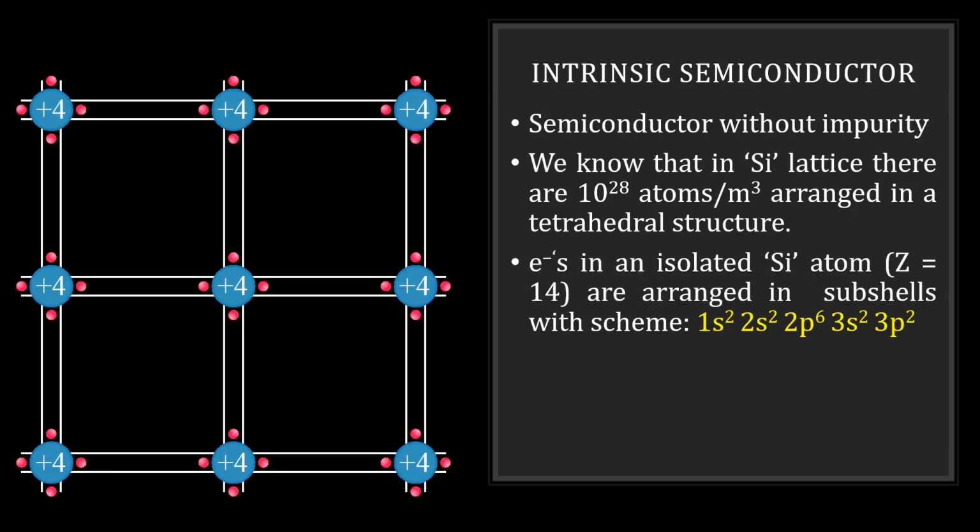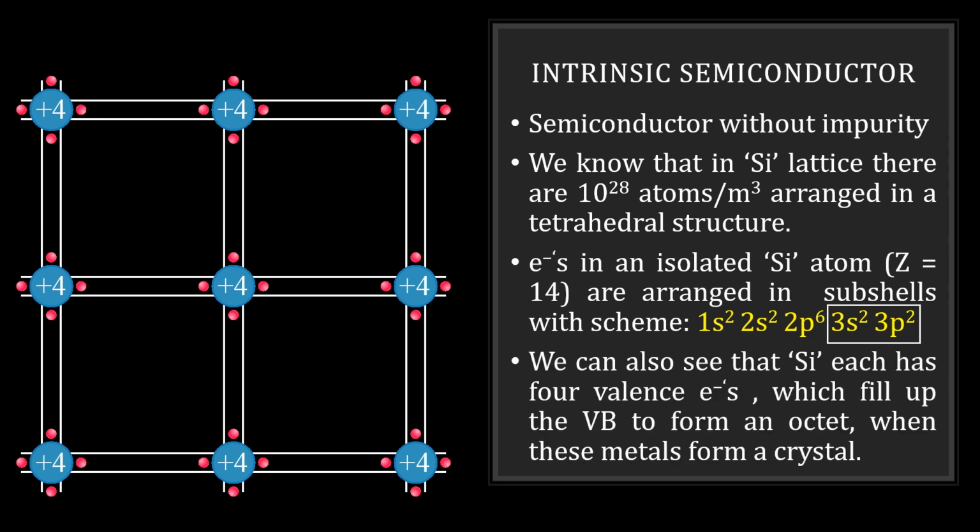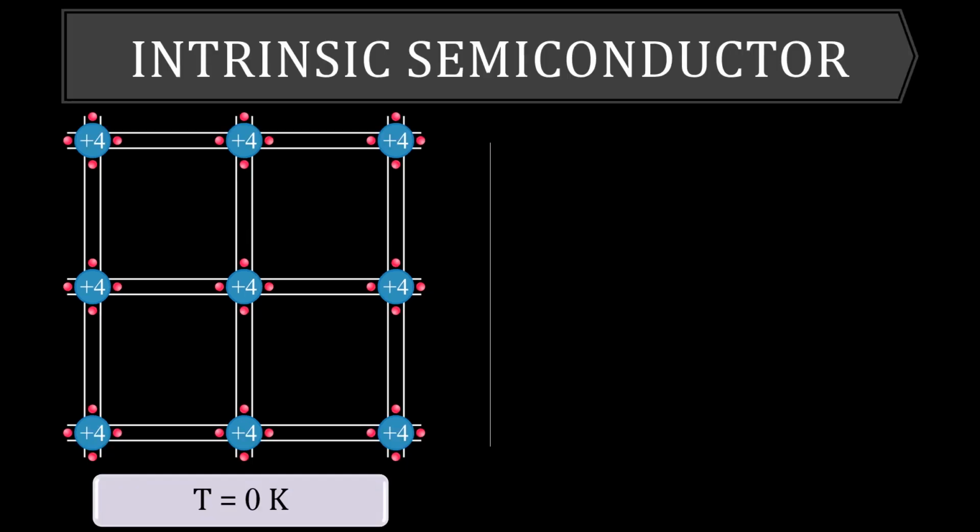The electrons in an isolated silicon atom, whose atomic number is 14, are arranged in subshells with the scheme 1s2, 2s2, 2p6, 3s2, 3p2. Now we can see that there are 4 valence electrons in silicon, and we can see in this structure that there are 4 electrons which are bonded to another silicon to form an octet. I have shown here an intrinsic semiconductor of silicon at 0 Kelvin.